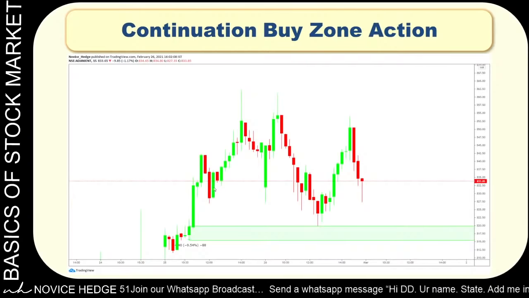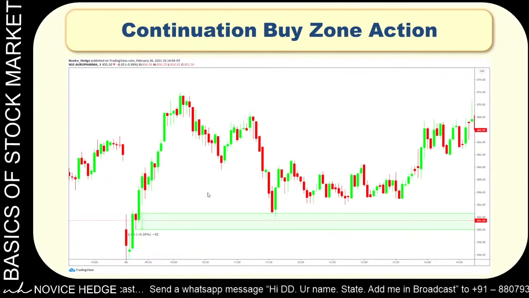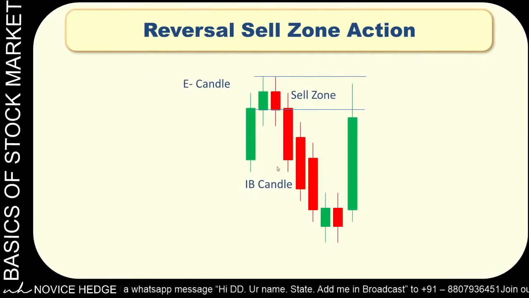Another example we have here is today's pattern. It has happened in Adani Enterprises. If you see, the green color candle is an IB candle, followed by three consecutive E candles and another IB candle. But I think I have made a mistake over here. I think this is the second slide, I need to delete it, so you just ignore it.